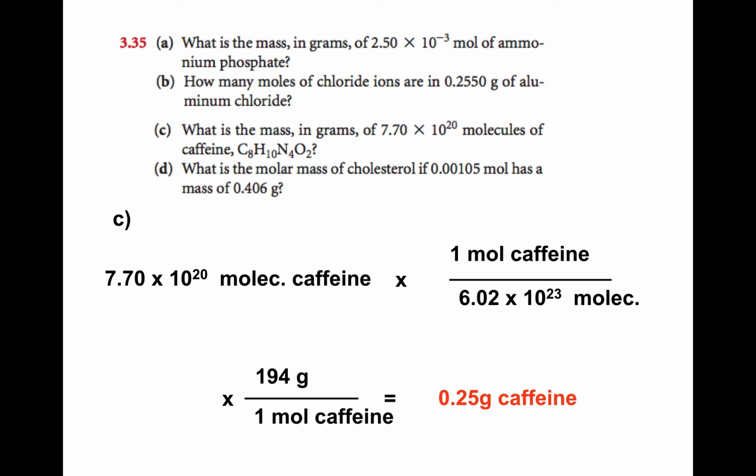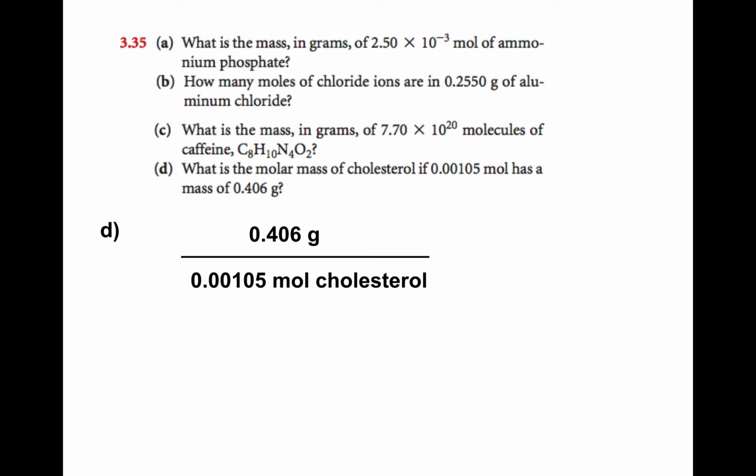What is the molar mass of cholesterol when you have 0.00105 moles? What is the molar mass if you have this many moles, and for that many moles you have 0.406 grams? All right, so what's the ratio of grams per mole? So put grams over moles, divide that fractional value of moles into that many grams to get what it would be per 1 mole. So cholesterol, big molecule.